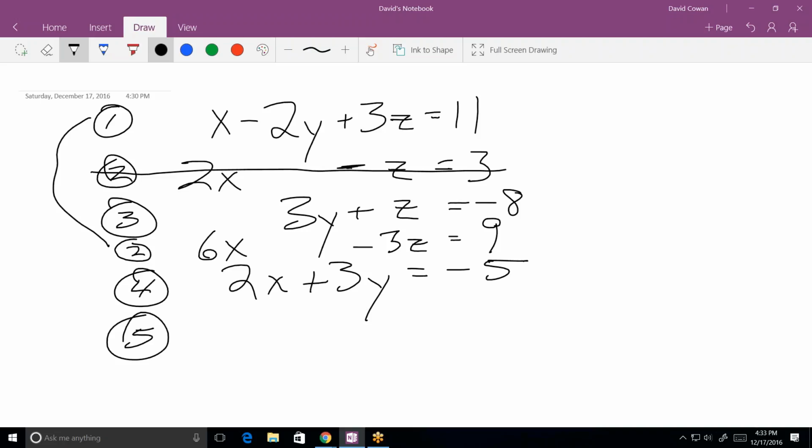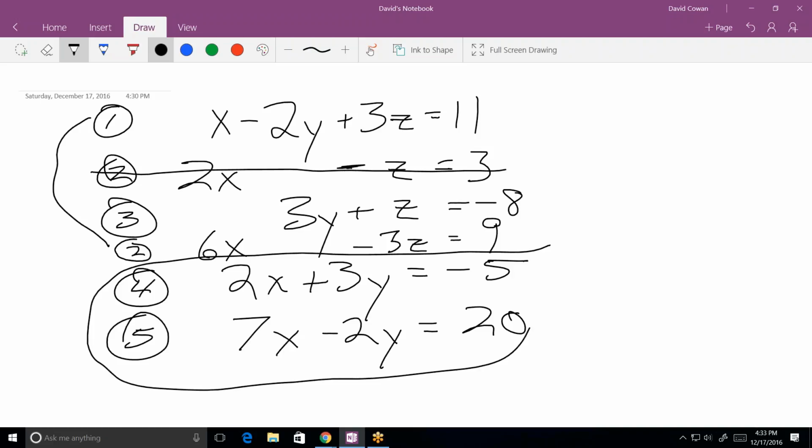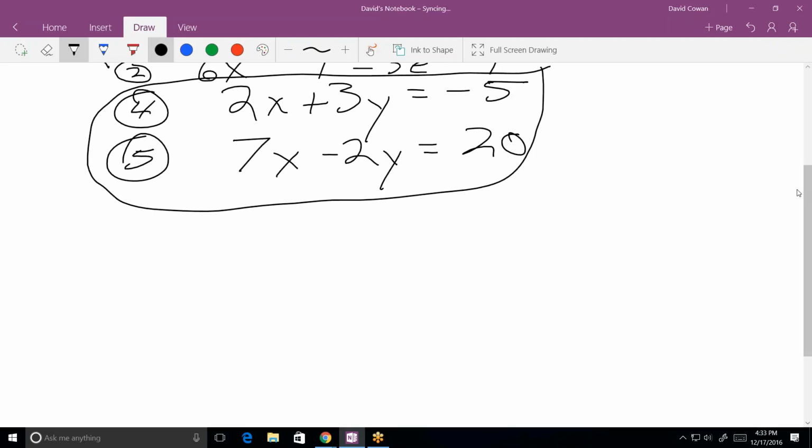What do you get? Hold on, we're adding 6x to x. Oh, sorry, 6x. So 7x minus 2y equals 20. Now you have the far more common system of two equations and two variables. And we know how to solve this. Let's just make sure you do. What we're going to do is solve this for x and y and then work our way back through and figure out what z has to be.